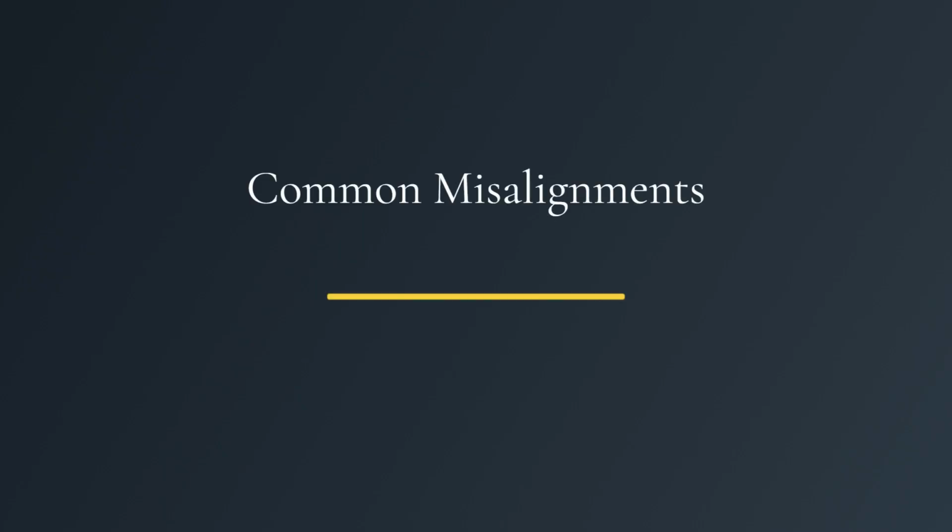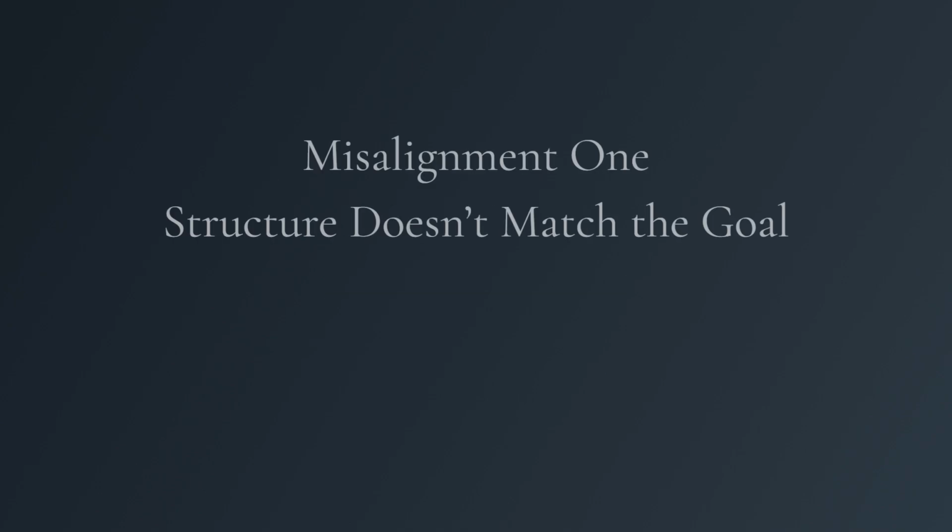Even smart people can end up frustrated with an annuity. Not because the annuity was bad, but because the structure didn't match how the money was actually meant to be used. Most issues come down to a small number of misalignments. One common issue is choosing an annuity structure that doesn't match the primary goal of the money. For example, expecting income behavior from a growth-focused annuity or long-term growth from an income-first design. When the role of the money isn't clear, the structure can't do its job properly.